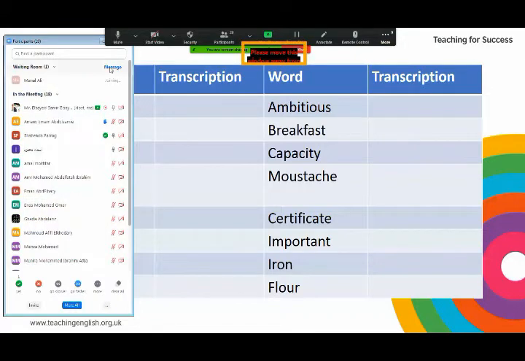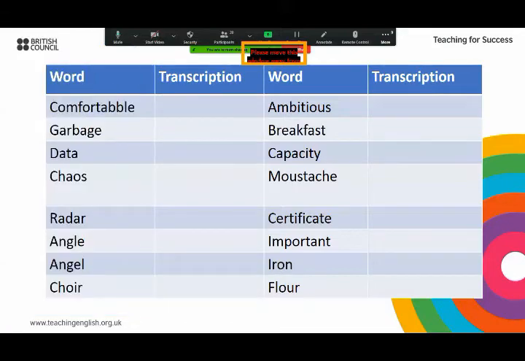Comfortable. Yes. Any other opinion about this word? Comfortable. Something like that. Okay. The second word, who can pronounce it? Garbage. Who's speaking, sir? Mr. Mahmoud. Garbage. Excellent, sir. Yes, garbage.